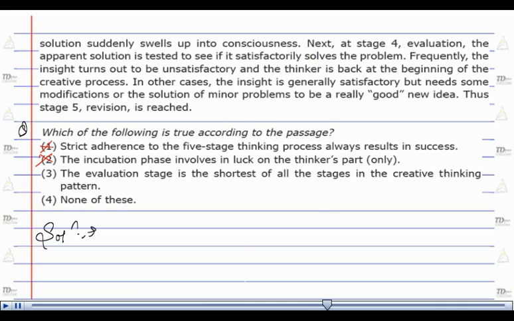Option number 3, the evaluation stage is the shortest of all the stages in the creative thinking pattern, which is absolutely incorrect, as we can clearly see it was the process where the apparent solution is tested to see if it satisfactorily solves the problem. Frequently, the insight turns out to be unsatisfactory and the thinker is back at the beginning. Now, if the process goes back and forth, then we cannot say that this was the shortest of all the stages. Option number 3 is incorrect. The answer therefore has to be option number 4, which is none of these.